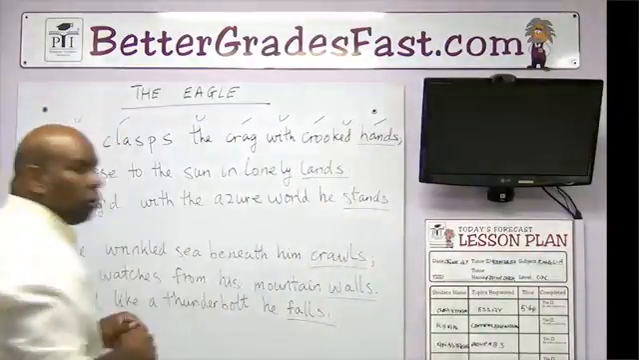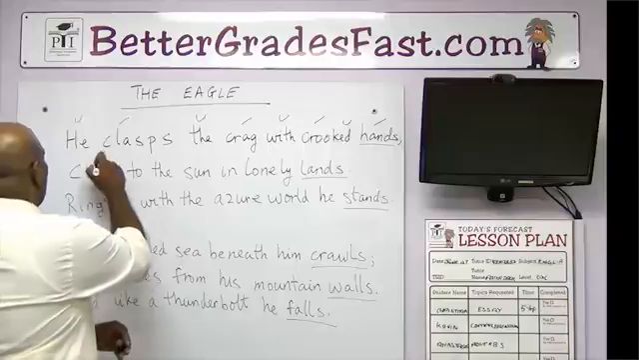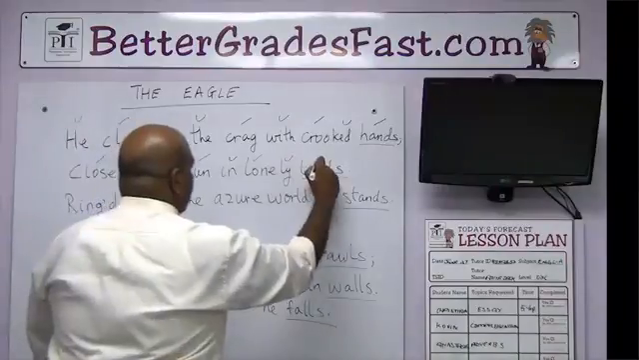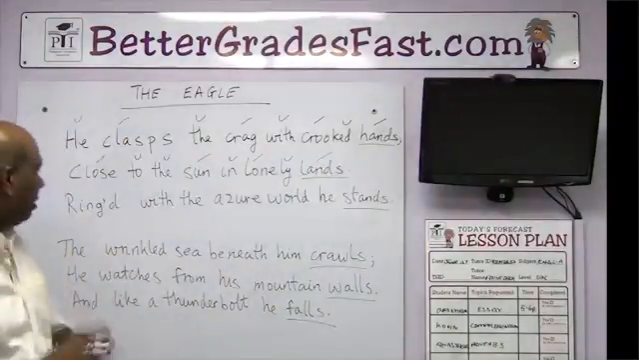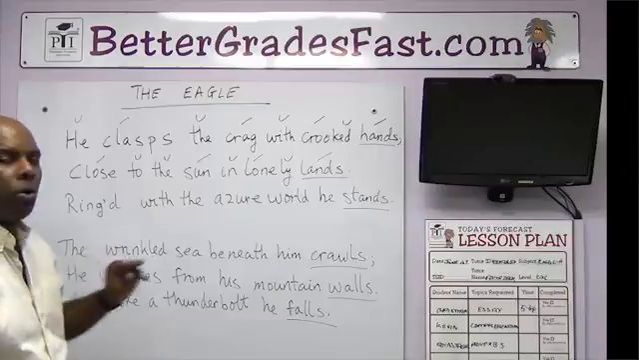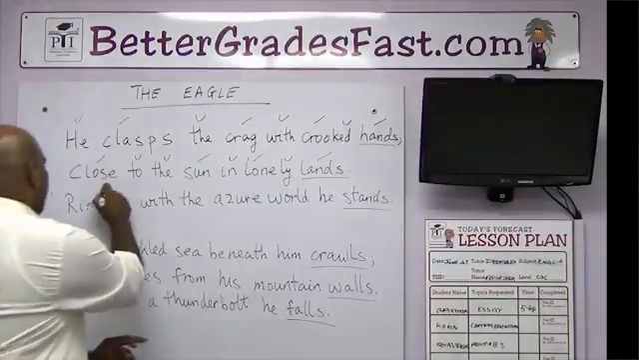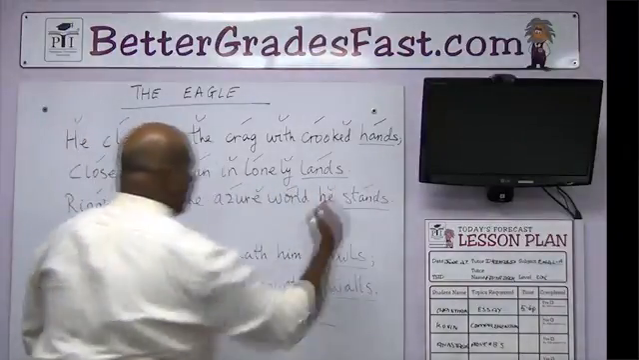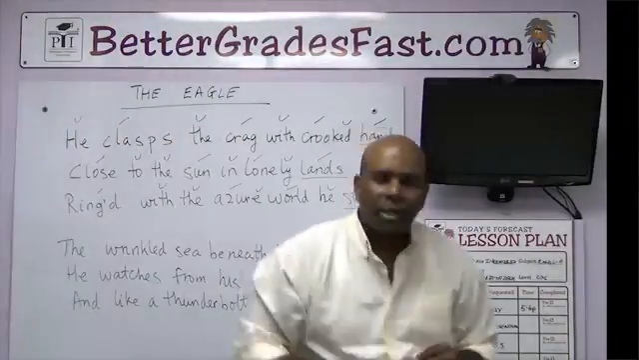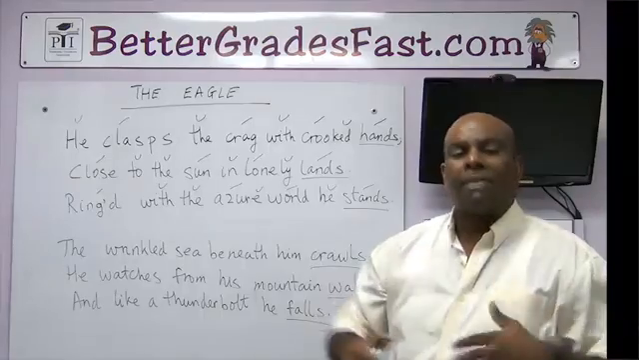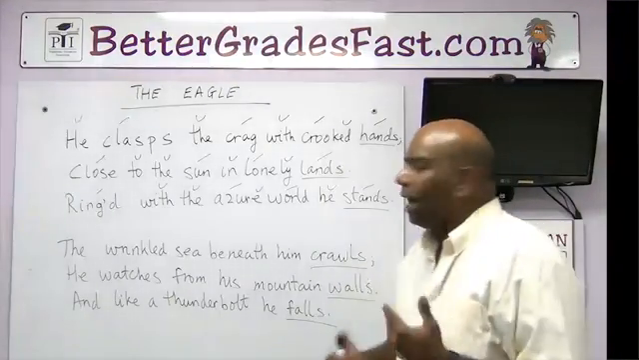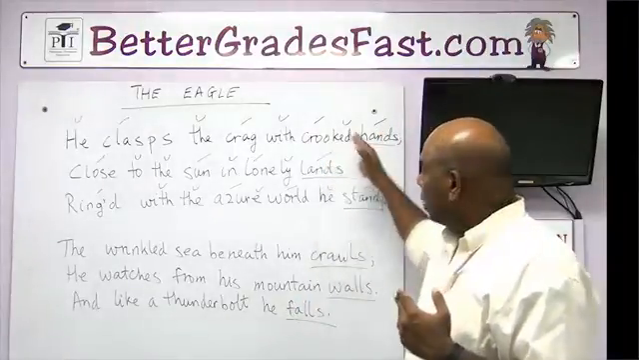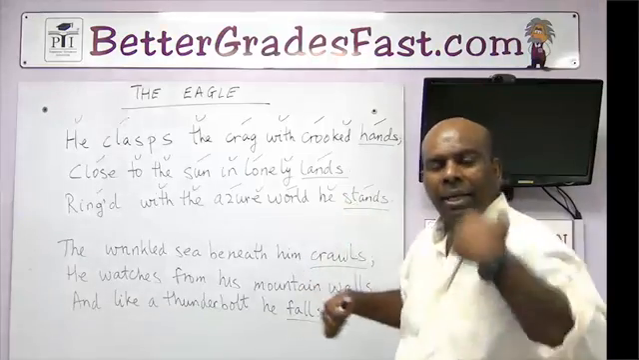Second line, close. So we stress that. Close to the sun in lonely lands. See, there's a rhythm there. Close to the sun in lonely lands. Ringed with the azure world he stands. And that's how the poet creates some rhythm as well. We call this meter. M-E-T-R-E. Meter simply refers to having an equal number of syllables in the line. It helps with the rhythm.